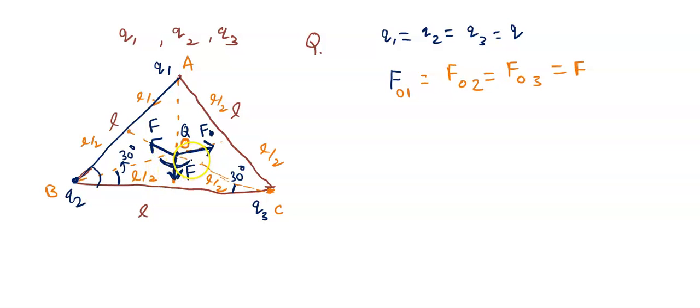This angle will be 120 degrees. Correct? Yes, sir. Okay, so the angle between this force F and this force F, no, that is not the angle between them, so that we have to calculate actually. Anyway, so we have forces like this, and then there is another force, this F.